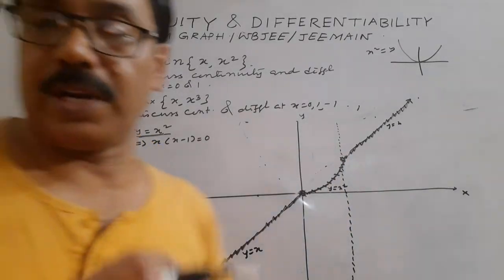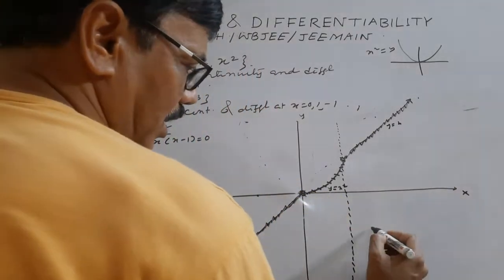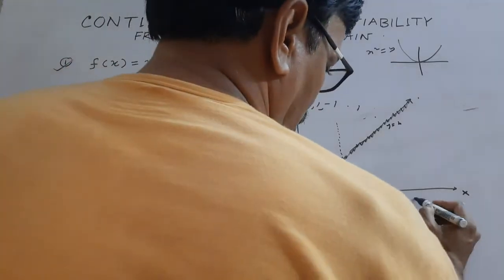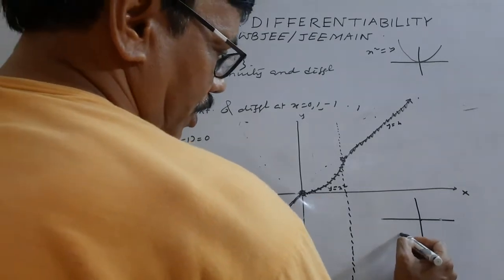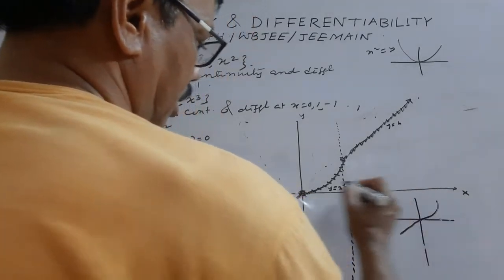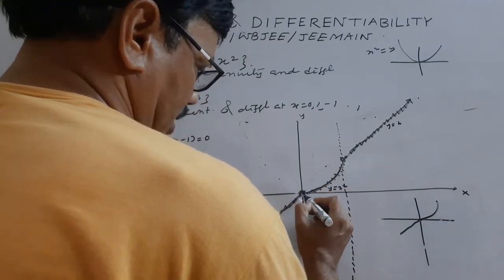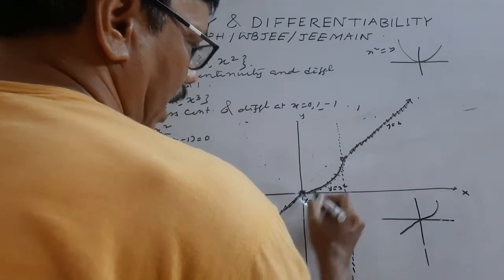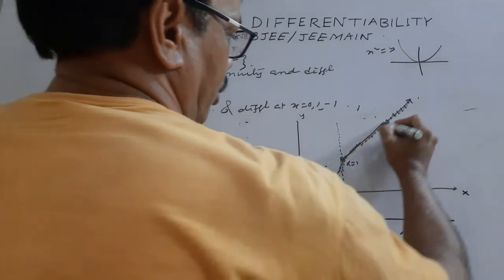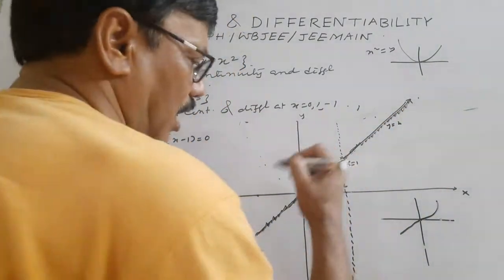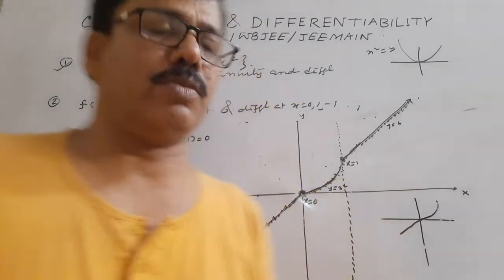Now regarding differentiability, you look. At x equals 0, if you draw the tangent, this one is y equals x, then this part. So it has a sharp edge at x equals 0, and it has a sharp edge at x equals 1. This type, then this type. Corner point, that is a sharp edge. So it is not differentiable at x equals 0 and 1.